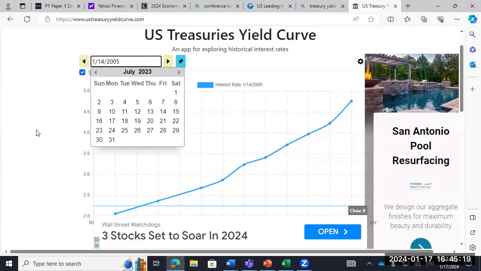There's a more normal yield curve right there. How do we know what normal is? So the best way to think about it, this is how I remember it, and I think this is the way the Fed does it.